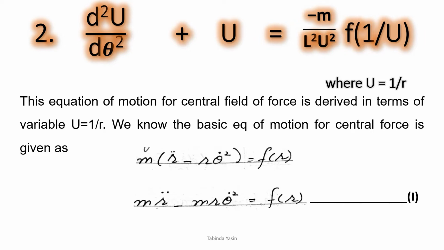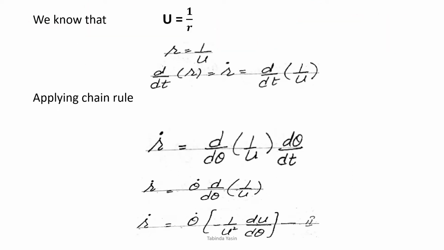Substituting that equation number 1, from that equation we have to find out the value for r double dot, that is the acceleration, and you know that acceleration is the second differential of position vector with respect to time, that is d square r over dt square, that is represented as r double dot, so that is m r double dot. Then we have to find the value of m r theta dot square.